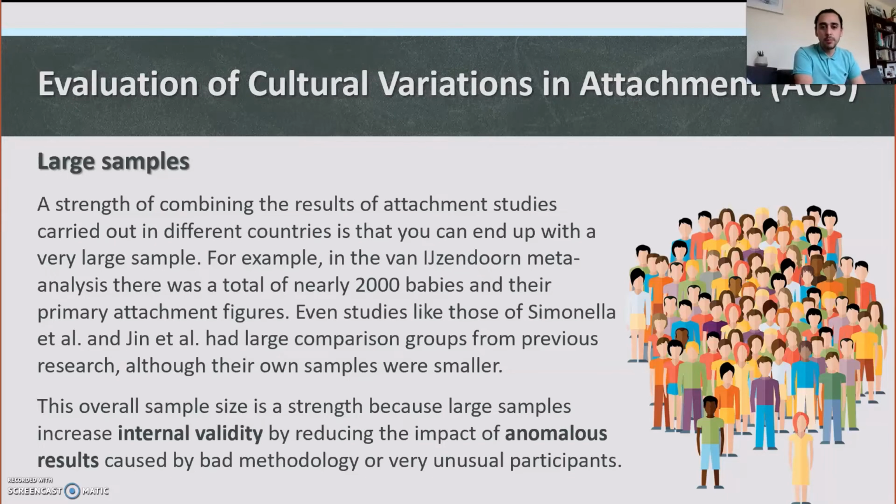This overall sample size is a strength because large sample sizes increase internal validity by reducing the impact of anomalous results caused by bad methodology or very unusual participants. A larger sample size means it's more representative of the population, and therefore you're more able to generalize the findings. So this is a strength.